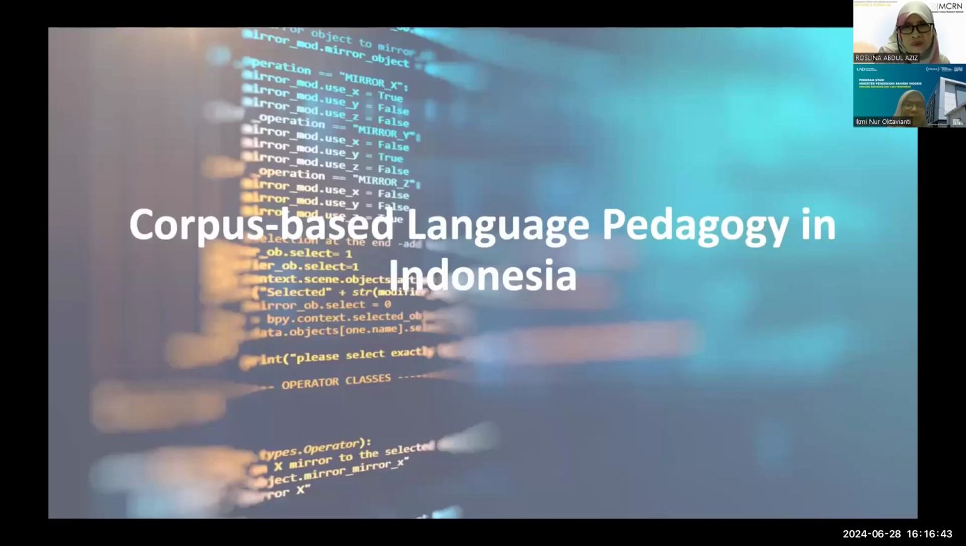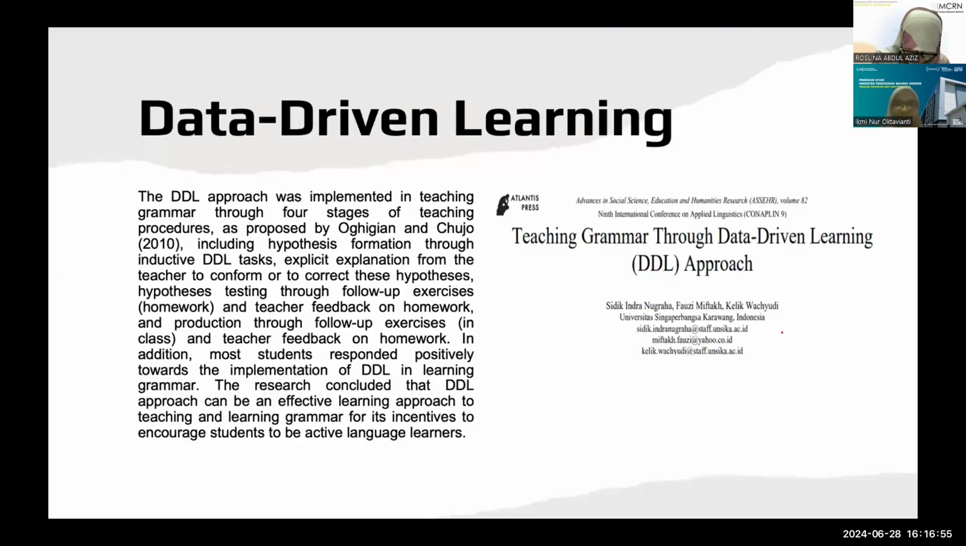And now we are talking about this issue, corpus-based language pedagogy in Indonesia, after knowing the context of the English curriculum and also the ELT materials in Indonesia. So I'm going to share some previous studies on corpus-based language pedagogy in Indonesia, and I will also share my own research on this matter.